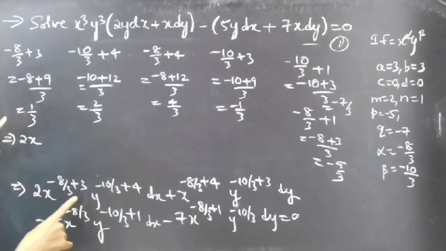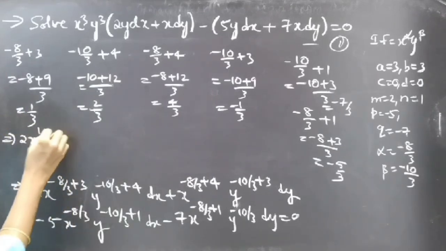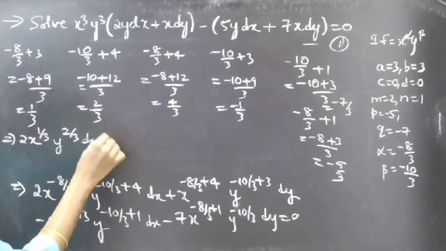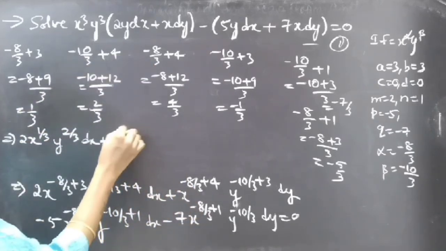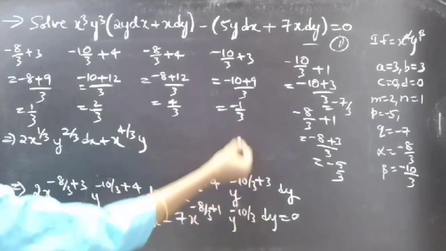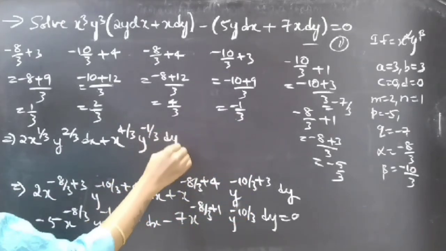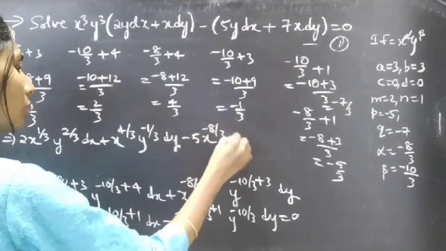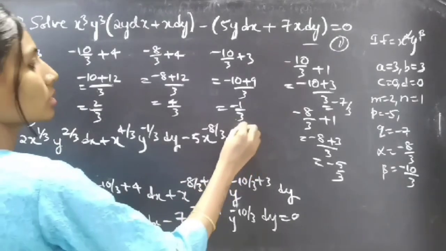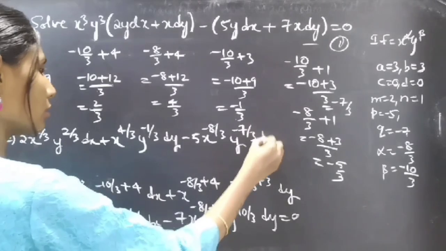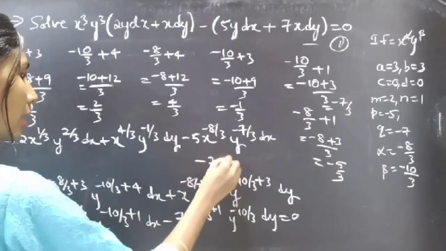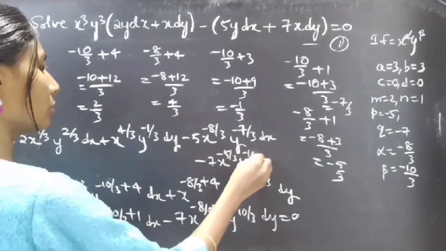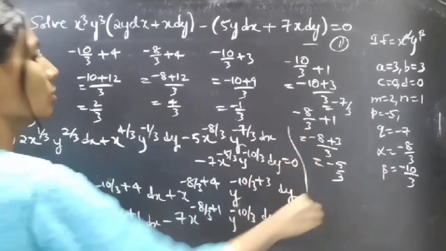Okay, then this becomes 2 into x power minus 8 by 3 plus 3 by 3, which is 1 by 3, into y power minus 10 by 3 plus 4, 2 by 3, into dx, plus x power minus 8 by 3 plus 4 is x power 4 by 3, y power minus 10 by 3 plus 3 is minus 1 by 3, into dy, minus 5 into x power minus 8 by 3, y power minus 10 by 3 plus 1 gives minus 7 by 3, into dx, minus 7 x power minus 8 by 3 plus 1 is minus 5 by 3, into y power minus 10 by 3, into dy equal to 0.